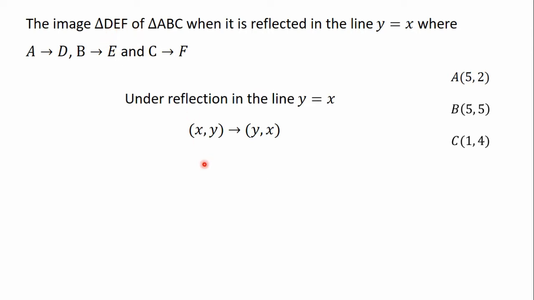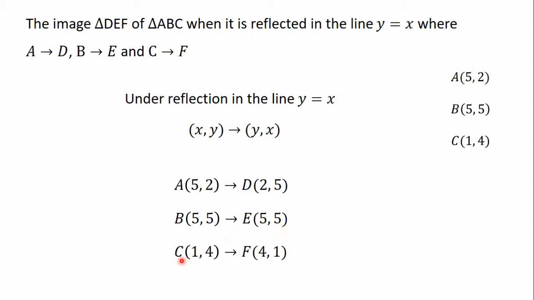Using this rule, point A with coordinates 5, 2 will give us the image D with coordinates 2, 5. Point B with coordinates 5, 5 will give us the image E with coordinates 5, 5. And point C with coordinates 1, 4 will give us the image F with coordinates 4, 1. So the x coordinate of the point will become the y coordinate of the image, and the y coordinate of the point will become the x coordinate of the image.